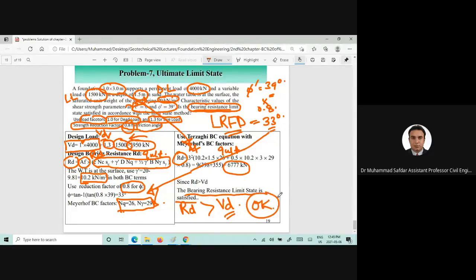So you can proceed with the soil conditions, the loading conditions, and the reduction factors. You can clearly see that the bearing resistance limit state is satisfied. That's all from chapter number 2 on shallow foundations relating to the bearing capacity of the soil.